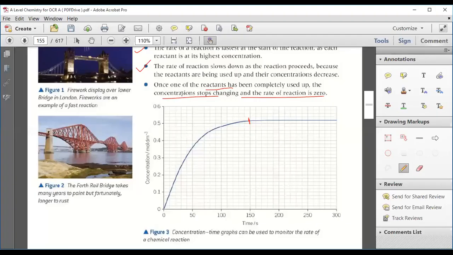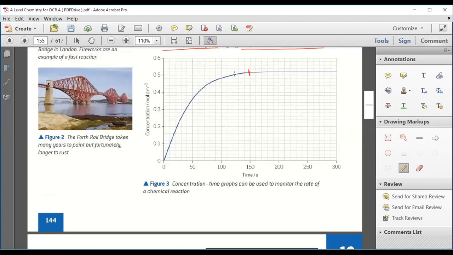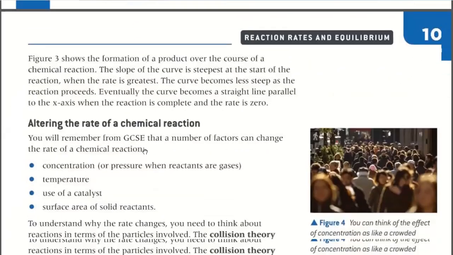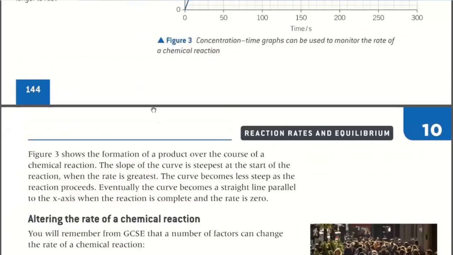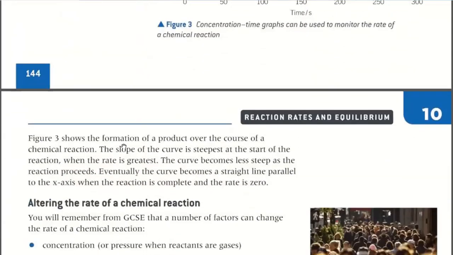Okay. So one of the reactants has completely been consumed. We have done all this. So now this is the concentration of B, and after some time the B concentration is not changing. It means that the reaction is complete. Clear? Okay. Now see figure 3, this concentration diagram. This shows the formation of product over the time.